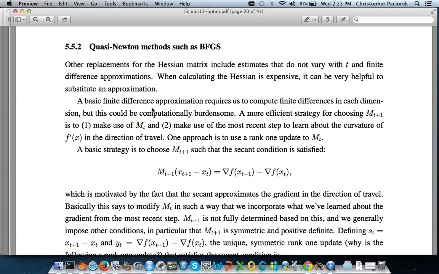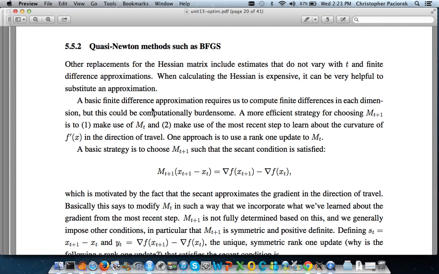In particular, one of the standard methods that gets used is something called BFGS, which is a Newton-like method, and it's one of the standard methods used in the optim function in R. So BFGS uses this kind of idea.